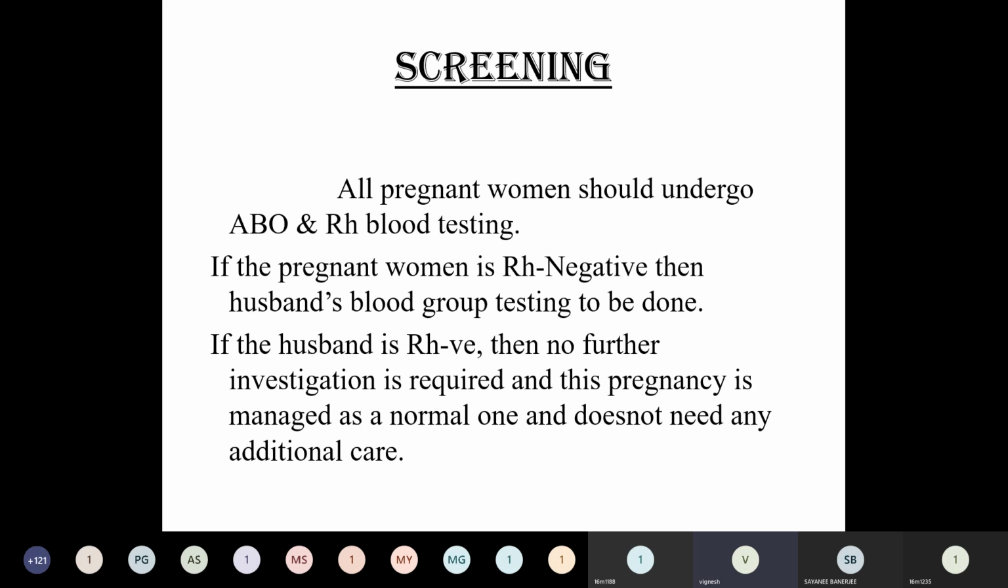So is that clear? All pregnant women should have ABO and Rh blood group testing. If the mother is Rh positive, there's no problem. If the mother is Rh negative, then you test the blood group of the husband. If the husband's blood group is Rh negative, no further investigation is required and you put it under low risk category under routine antenatal care.